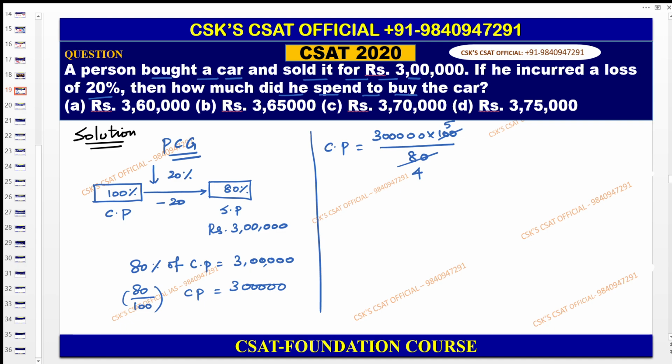Then take the first 3 here, 300. Then cancel here, which is nothing but 75. That 75 into 5 is nothing but 375. Then simply put the leftover zeros here. 3 zeros are there. So therefore the answer here is D. So this is nothing but method 1.